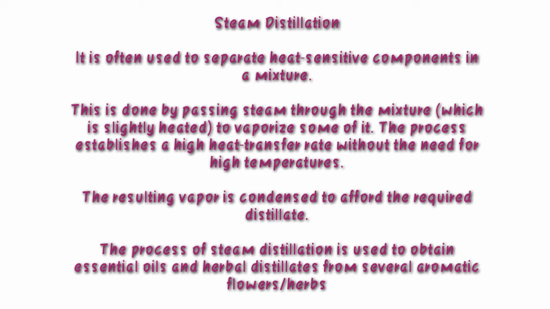Steam distillation is used to separate heat sensitive components in a mixture. This is done by passing steam through the mixture to vaporize some of it. The resulting vapor is condensed to afford the required distillate. This is used to obtain essential oils and herbal distillates from several aromatic herbs.